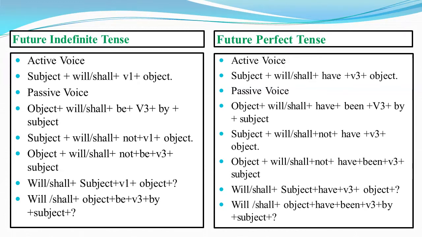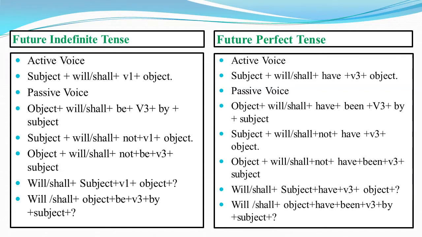Okay, for negative sentences in active voice we will write subject first, then will or shall, after that not, and then first form of verb and then object. For passive voice we will write object first and then will or shall plus not plus be, then third form of verb and then subject.